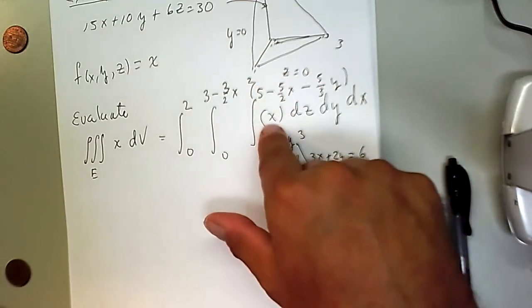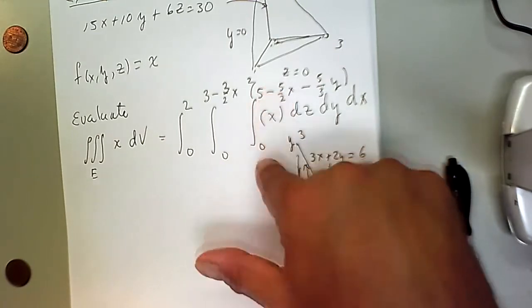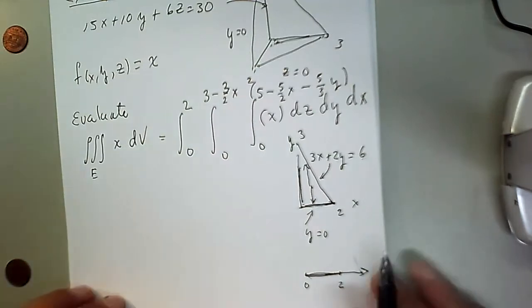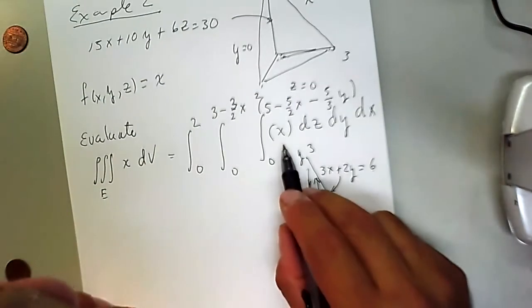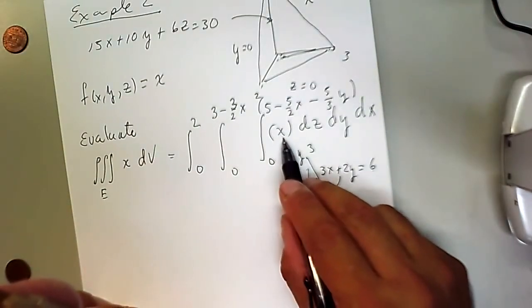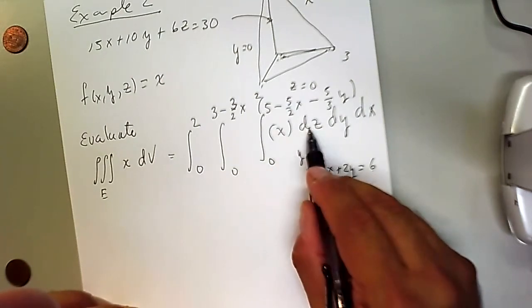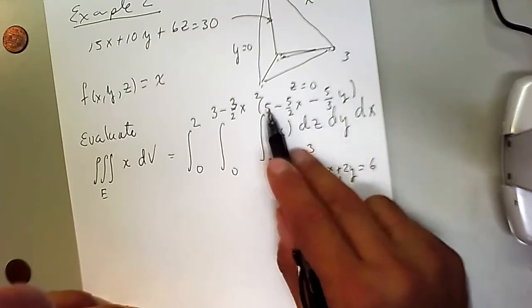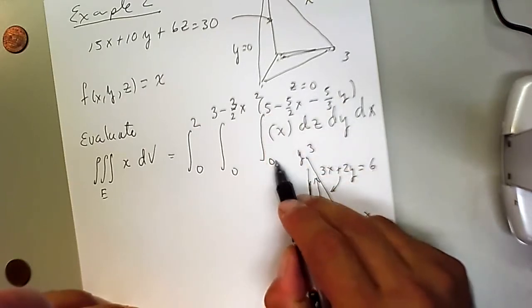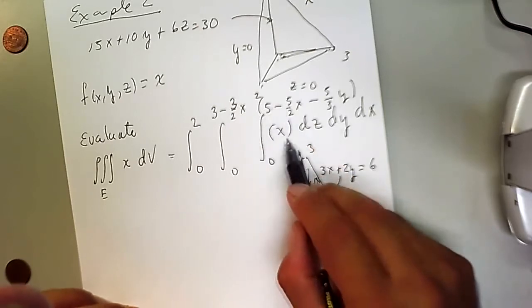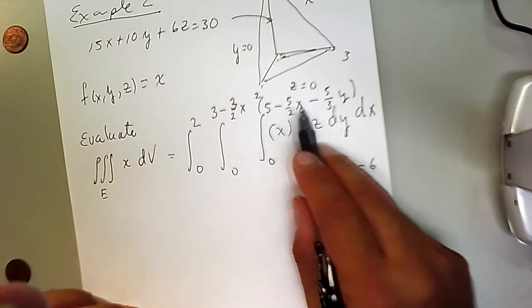We may have z's in the function, but not on the limits. So there's a lot going on here. Okay, so we're integrating x with respect to z initially, which means we're going to do xz. We're going to plug in this upper limit, and then we're going to plug in 0, and we're going to subtract. So by the time we do all of that, we're going to end up with x times that.